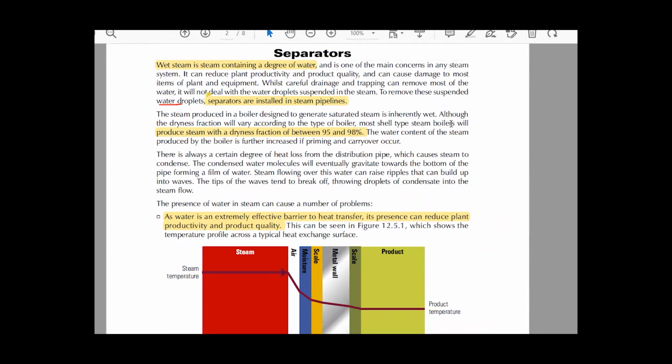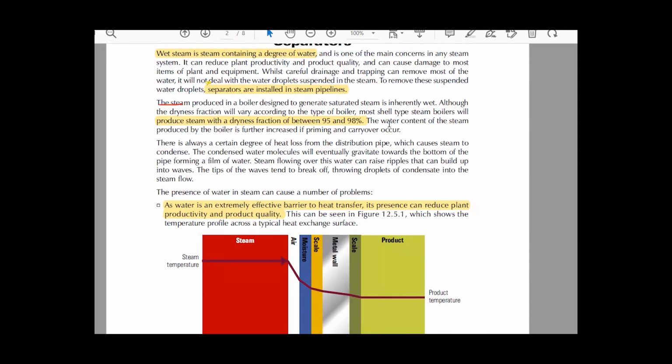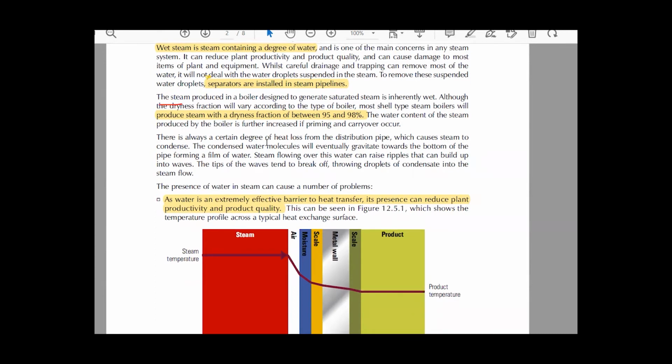Steam is inherently wet, with a dryness factor. I will explain how to measure the amount of water entrained in the steam that the separator can remove, downstream of the separator. There is always a certain degree of heat loss in distribution, which causes condensation. So I can tell you why water droplets are entrained in the steam.